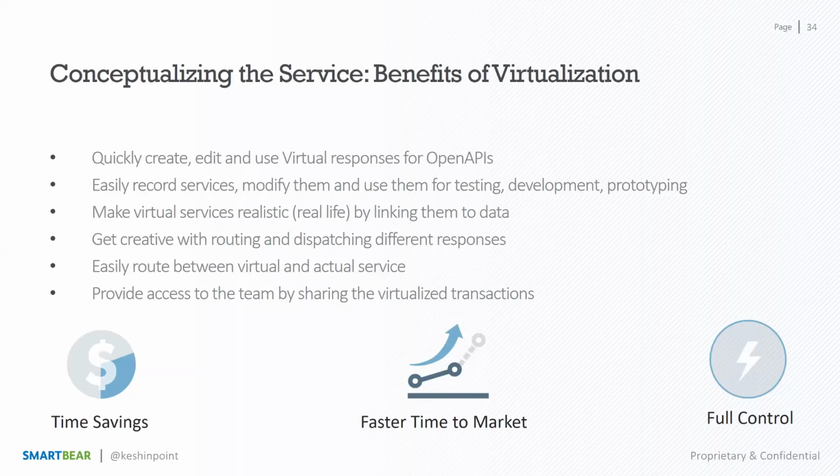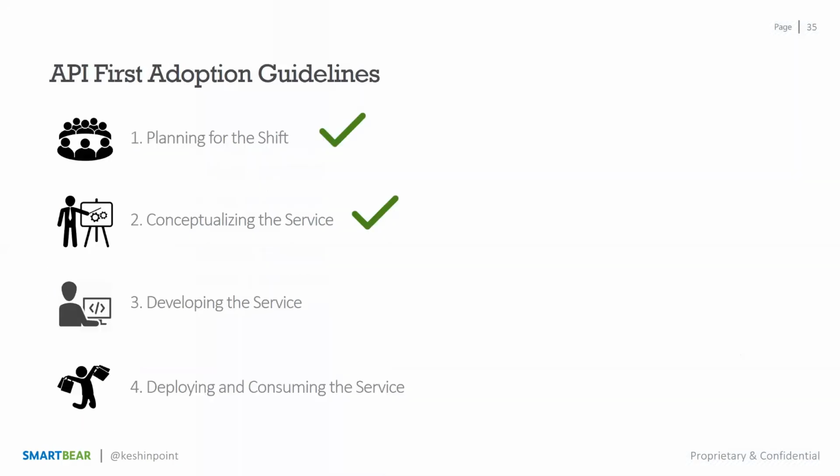This way you save a lot of time, you can go to market faster, and you have full control over what sort of data gets transmitted as well. So this really is the approach we recommend. Again, a quick summary of conceptualizing the service: once you have the business objectives and the business scope in place, you design the API interface first using the world standard for REST interfaces, the OpenAPI specification. And from there, you can virtualize the API's backend using some great tools that exist in the market, both open source as well as commercial. We'll talk more about that as well.